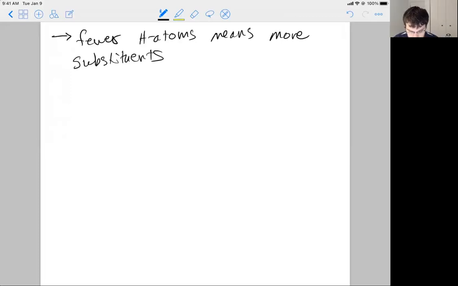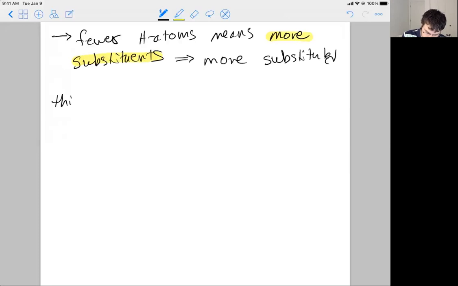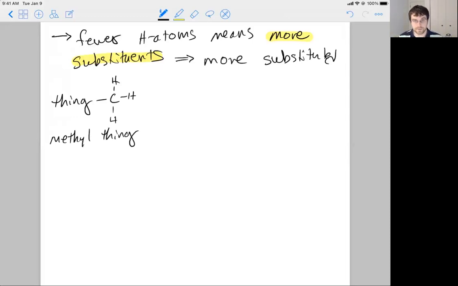Fewer H atoms means more substituents, and more substituents means that we're more substituted. If you think about it this way, if we have something on a carbon and three hydrogens attached, we call that a methyl thing. So that is the methyl radical.